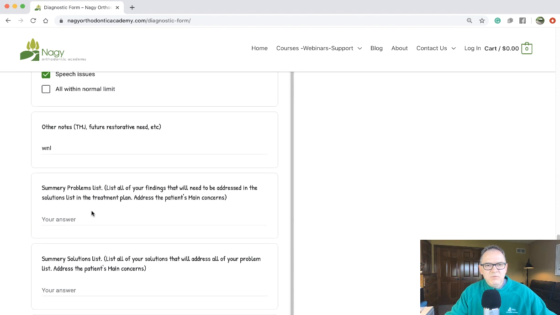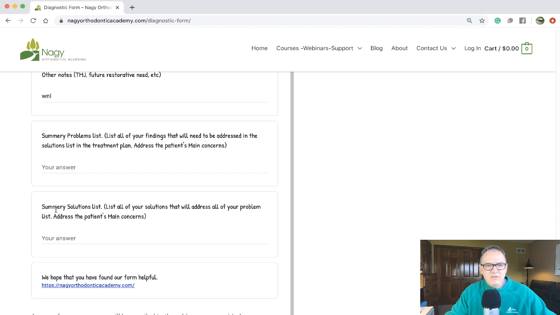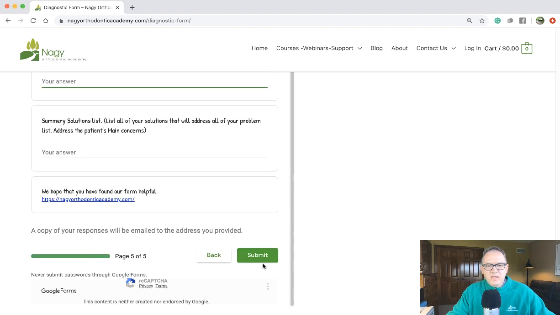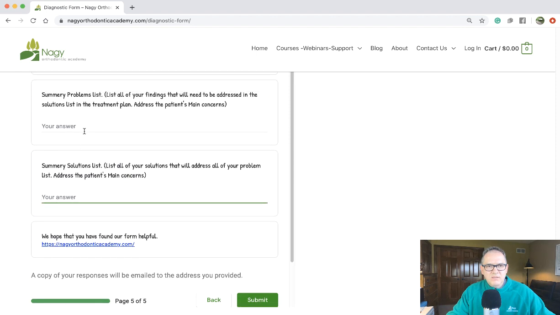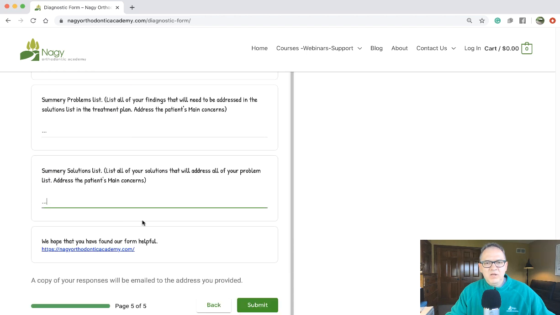And then here you would put your summary of your problem list. You could list all the problems that you find, and then you have a summary of the solution list. Here you could summarize everything you find that's a problem with your case, and here you would put everything that might be the solution for that case as well. Then you would hit submit, and this is going to get sent to your email, or you can print it or save it. This should help organize your case.